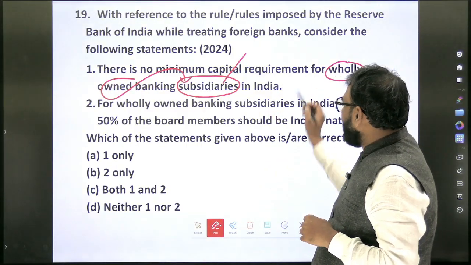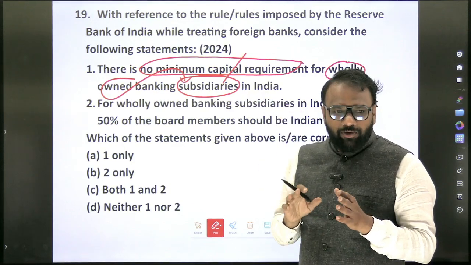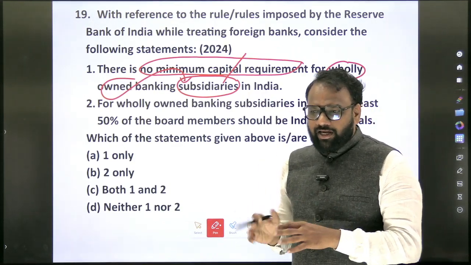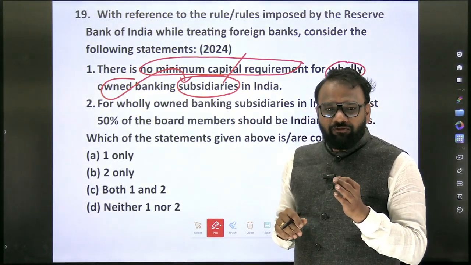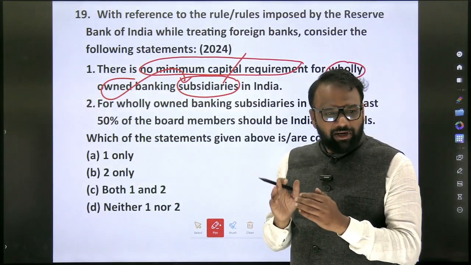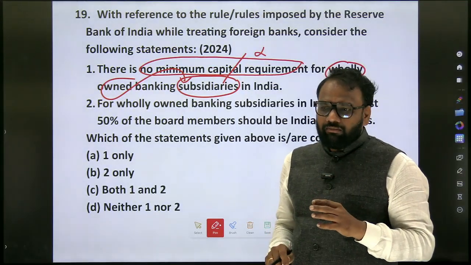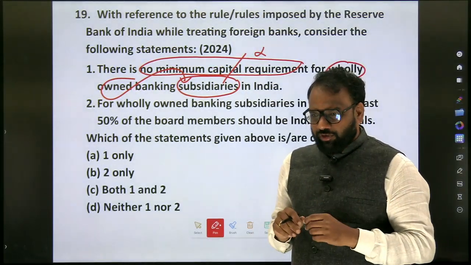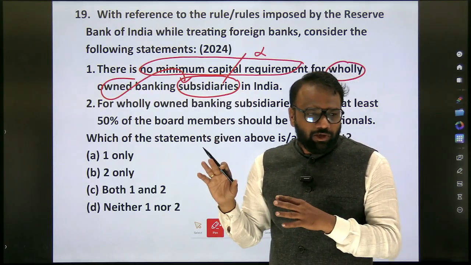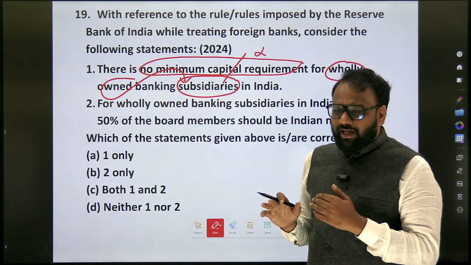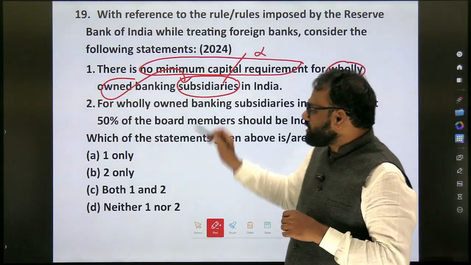So there is no minimum capital requirement for the wholly owned banking subsidiaries in India. When a foreign bank wants to start a completely wholly owned subsidiary in India, is there no minimum capital requirement? Whether it's true or false. Whenever foreigners want to start something in India, there will be a minimum capital requirement. So definitely this will be false. What is the exact value? That exact value is not important from the exam point of view. But generically, even if we have not read the content, based on this statement we should be able to conclude that whenever a foreigner wants to start something in India, there will be a minimum capital requirement. Without it, it cannot be allowed. So the first one is false.